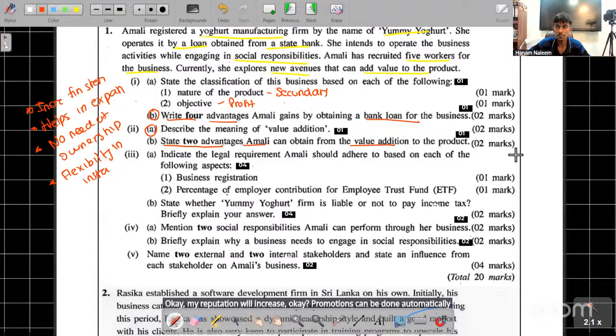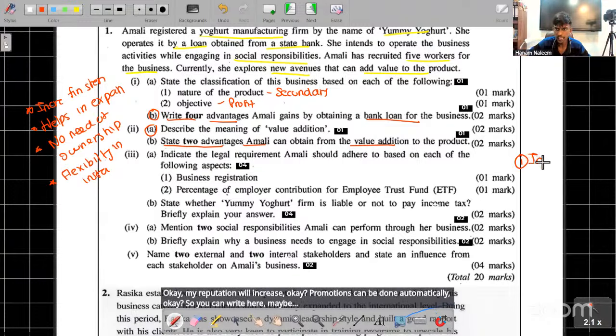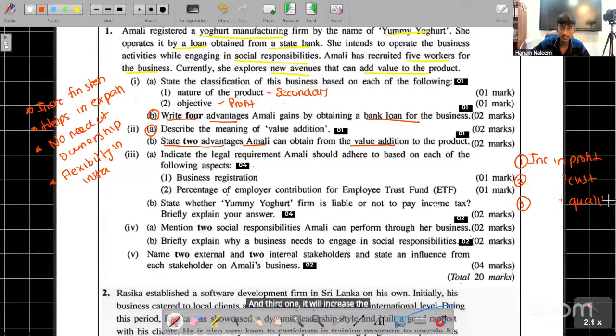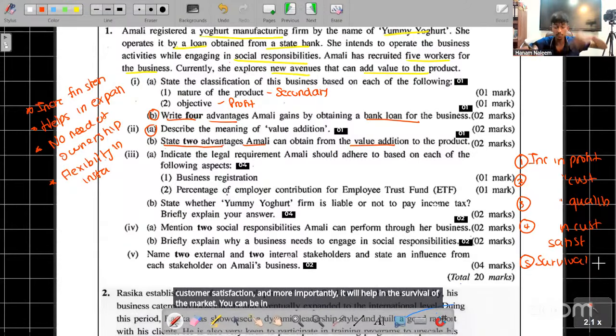So you can write here: it will increase the profits, it will increase the customer base. And third, it will increase the quality of the product. Good ones are important. It will increase customer satisfaction, and more importantly, it will help in survival in the market. You can be in the market for a long time. Yes, recognition increases. Okay, then any other example?